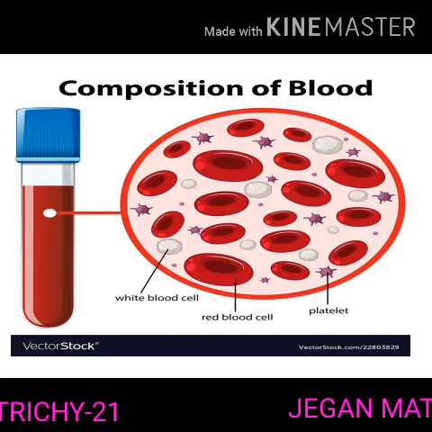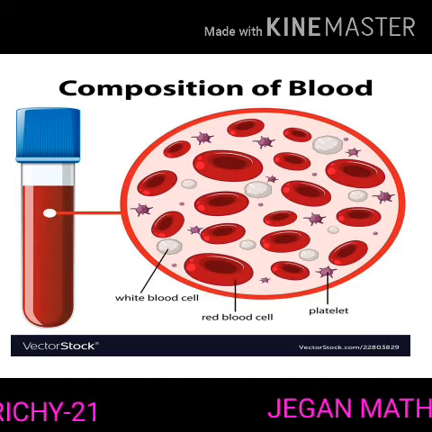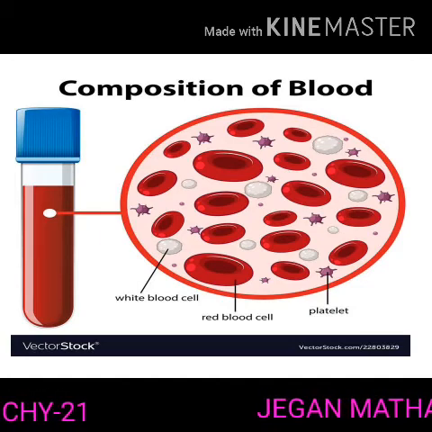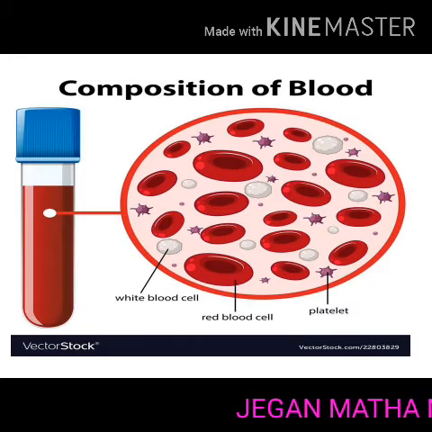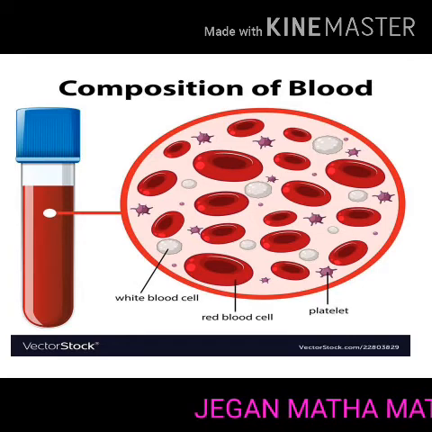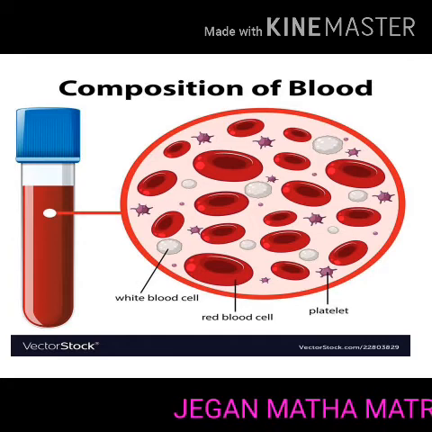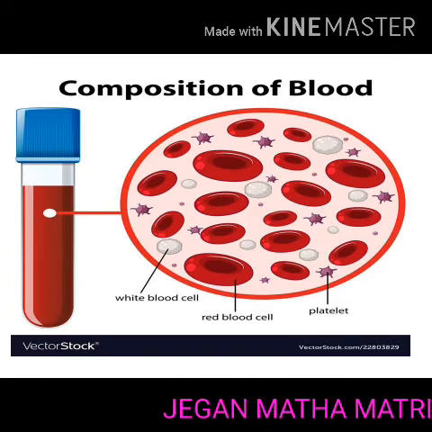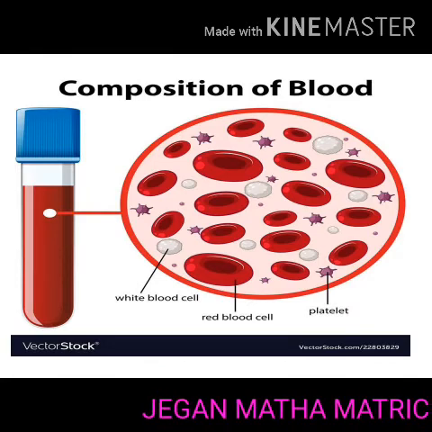Red blood cells. Red blood corpuscles are otherwise called erythrocytes. The red blood corpuscles are oval shaped, circular, biconcave, disc-like cells and lack a nucleus. When mature, they contain a respiratory pigment called hemoglobin, which is involved in the transport of oxygen to tissues.